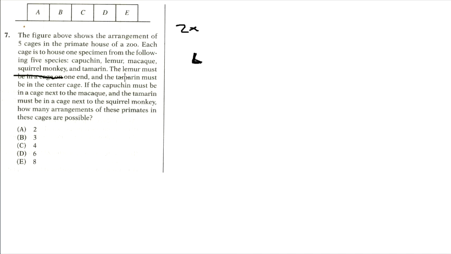The tamarin must be in the center cage, so if we have A, B, C, D, E, so tamarin there, that's the only spot where it can be, and there's only a 1x multiplier because there's only one possibility there. So we've taken care of that.